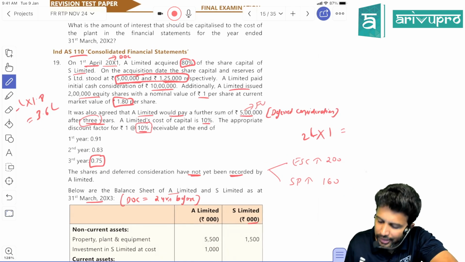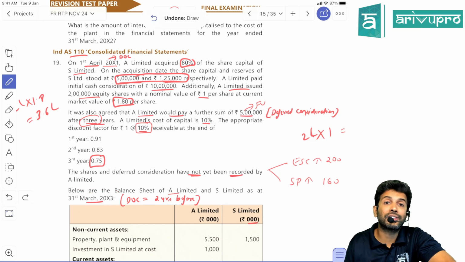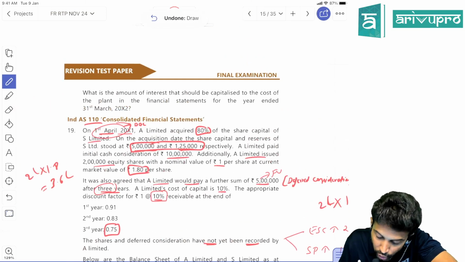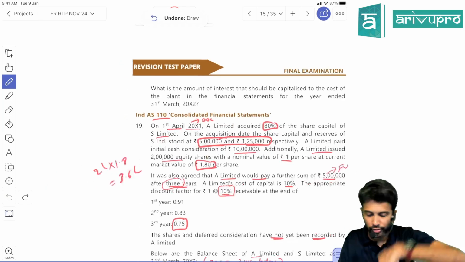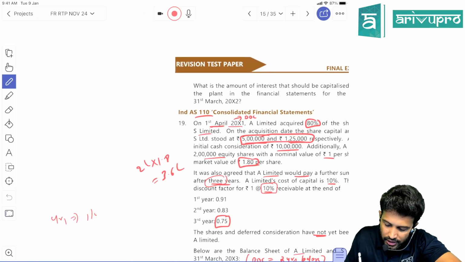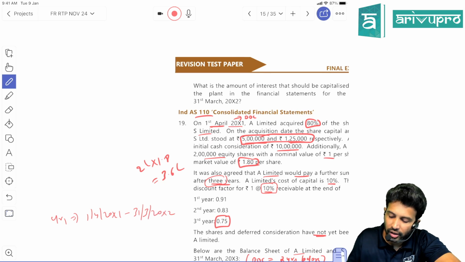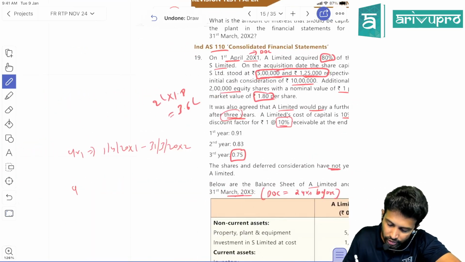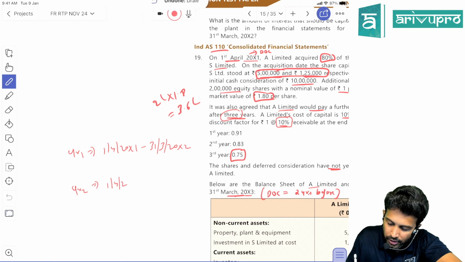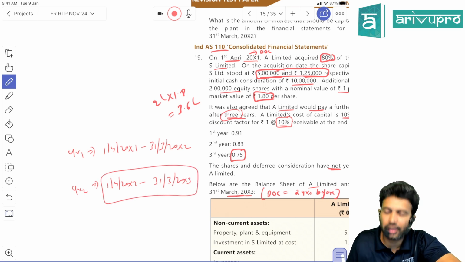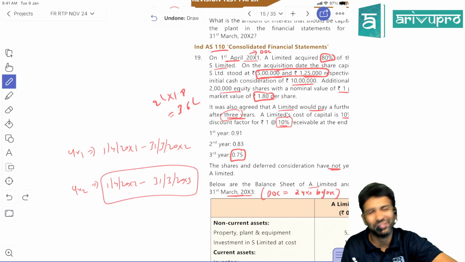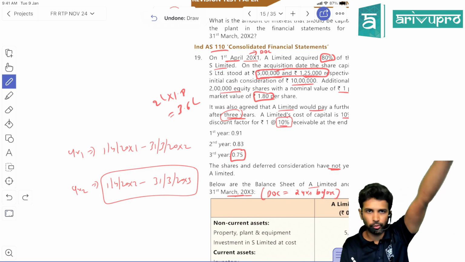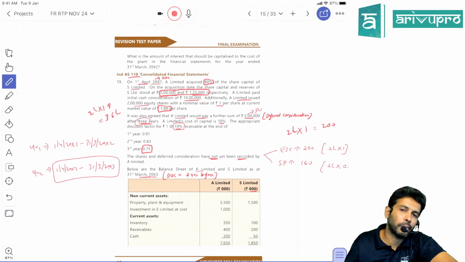The balance sheet of A Limited and S Limited is as on 31st March 20x3. Look at the dates. You got the control on 1st April 20x1. So the first year will be 1st April 20x1 to 31st March 20x2. They are not asking you to prepare CFS for this year. They have given the balance sheet on 31st March 20x3, so the second year will be 1st April 20x2 to 31st March 20x3. We are to prepare the consolidated financial statement for the second year. So we got the control 2 years before, and for the second year ending they are asking you to prepare CFS.